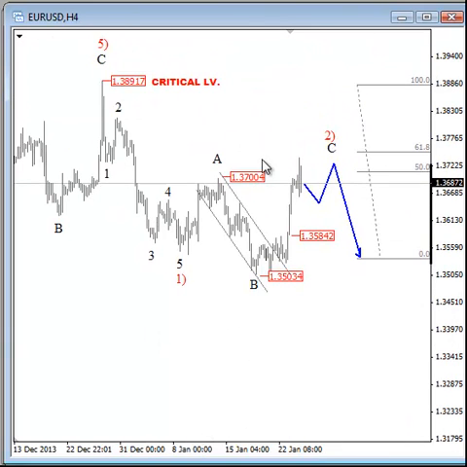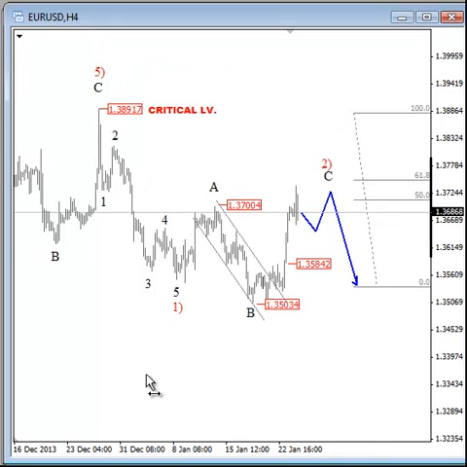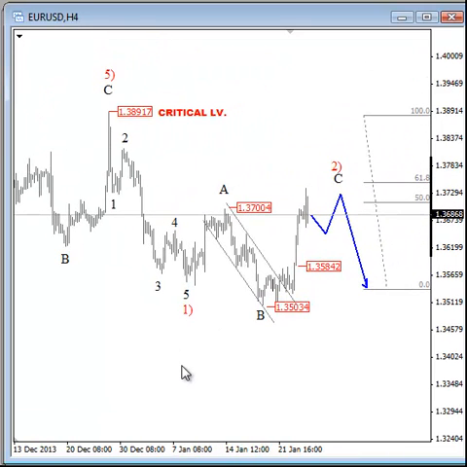I will take a look at the euro dollar, how I see it from an Elliott wave perspective, and also explain and show you the basic structure of a flat correction, which I think is unfolding here on the euro dollar.